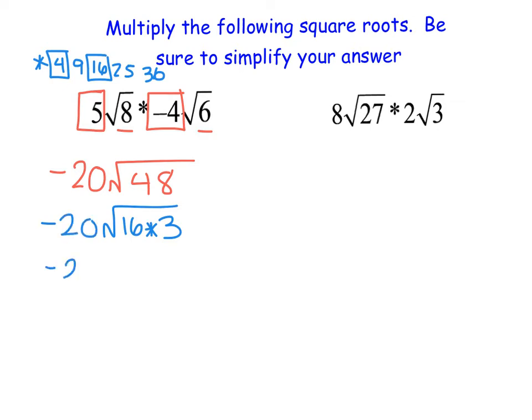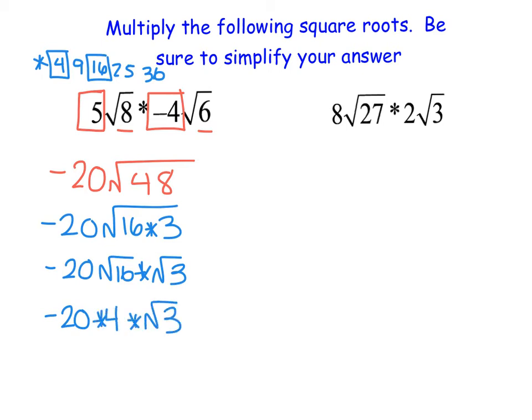And then from here, that becomes the square root of 16 times the square root of 3. So that becomes negative 20 times the square root of 16, which is 4, times the square root of 3. So this becomes negative 20 times 4, which is negative 80, times the square root of 3. So again, we multiplied the 2 coefficients, multiplied what's under the radical, and then simplified that radical.